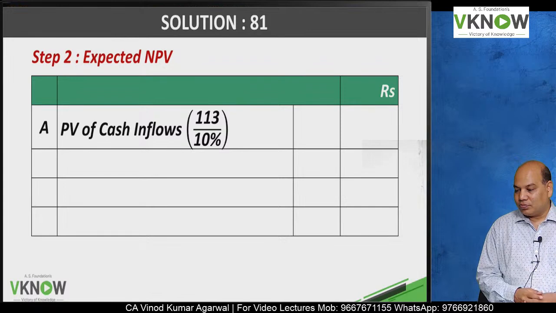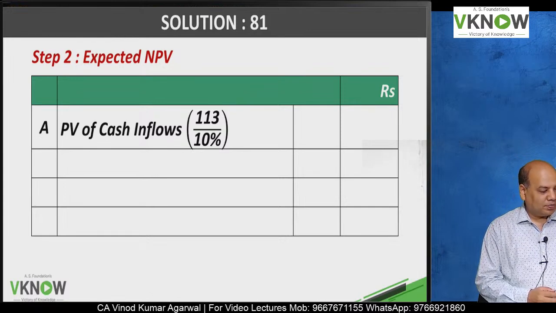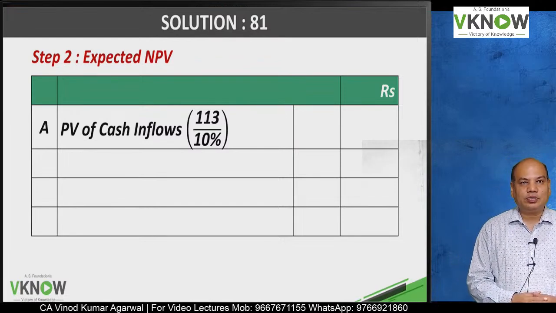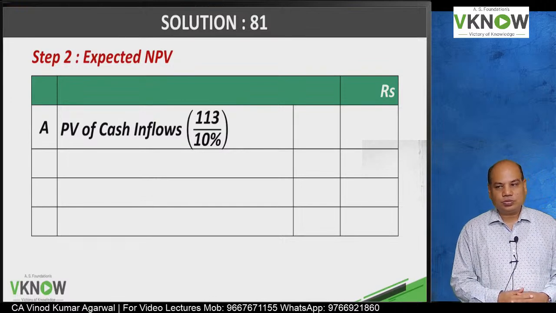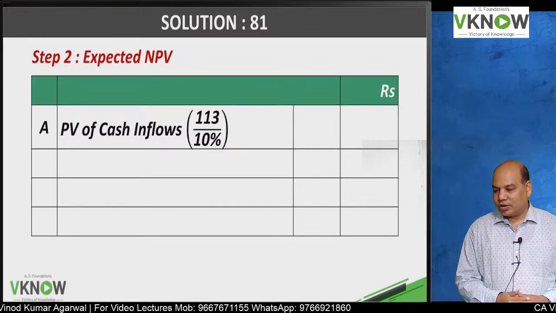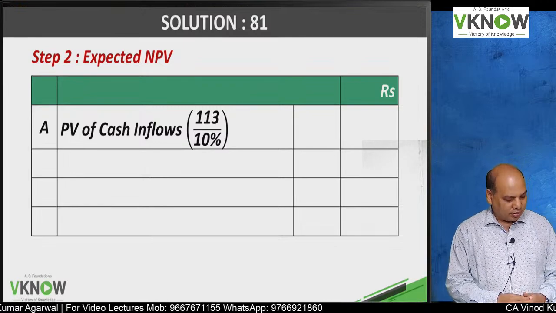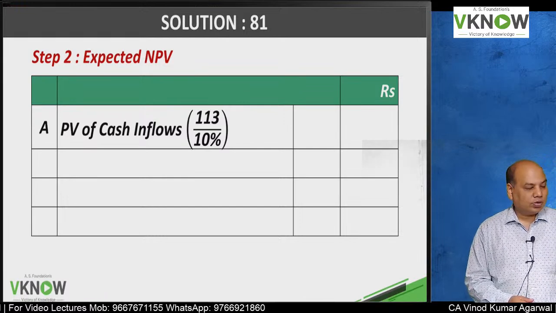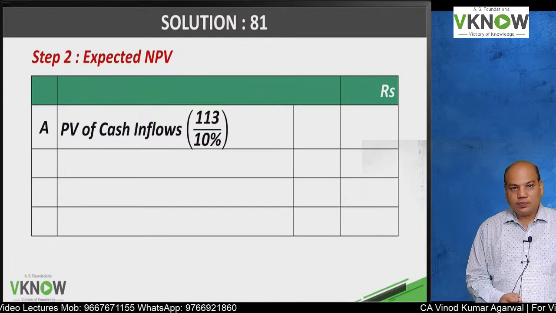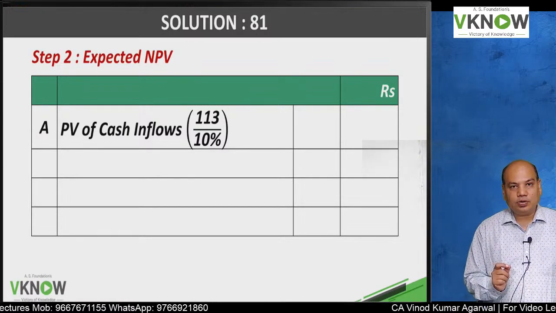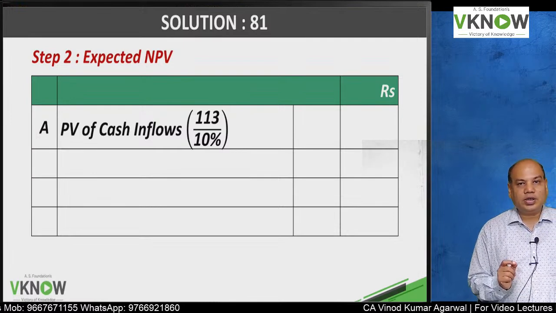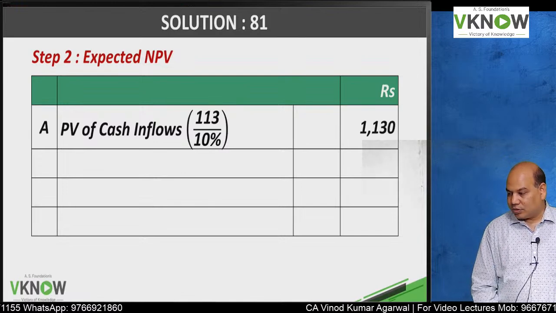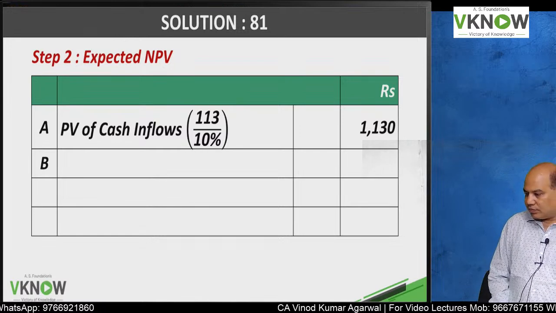Be positive. PV of cash inflow. Write down step 2, expected NPV. Very simple, ordinary question. Step number 2, expected NPV, in the right hand side, rupees in lakhs. First point A, PV of cash inflow will be 113 divided by 10%, A upon R for perpetuity. Answer is 1130.